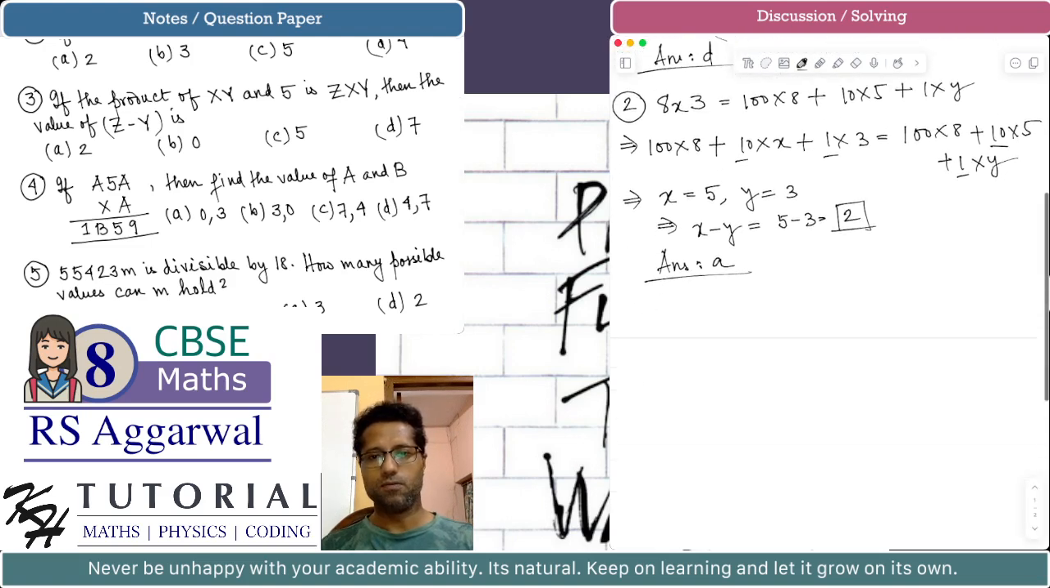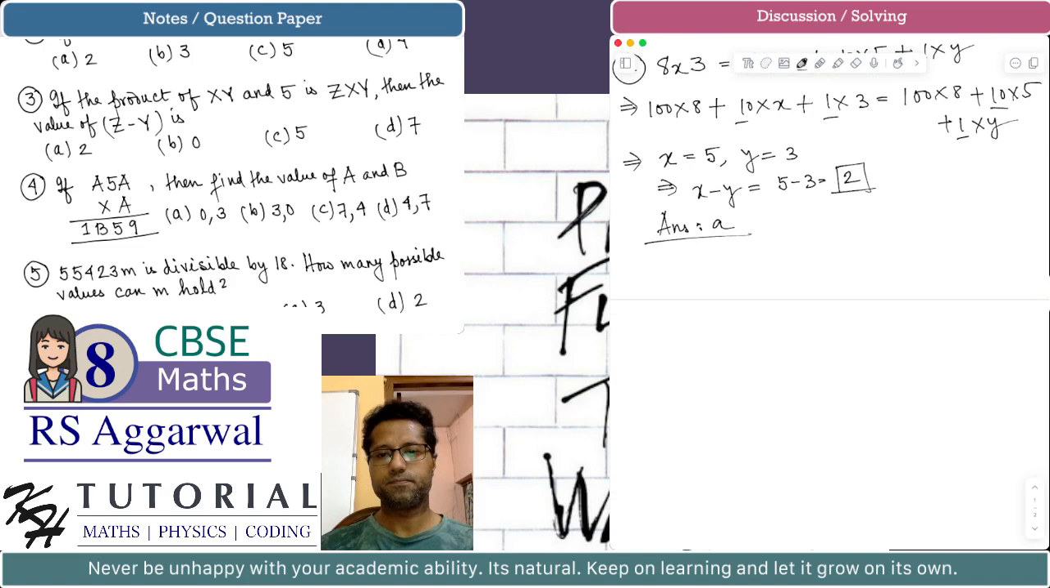Okay, let's do problem number 3. Problem number 3 says, if the product of xy and 5 is zxy, then the value of z minus y is. So it is given that xy is a 2-digit number, and if you multiply it with 5, the result is zxy.